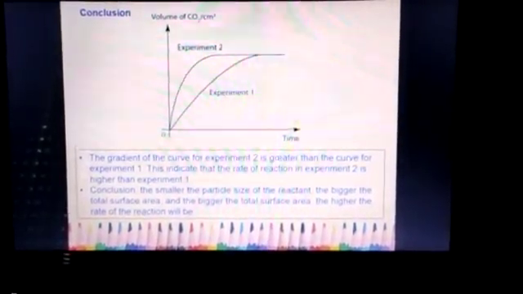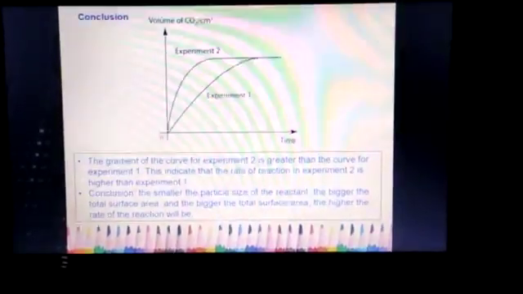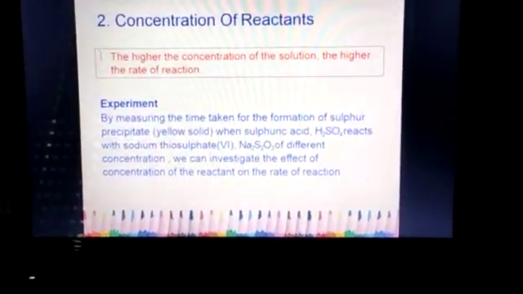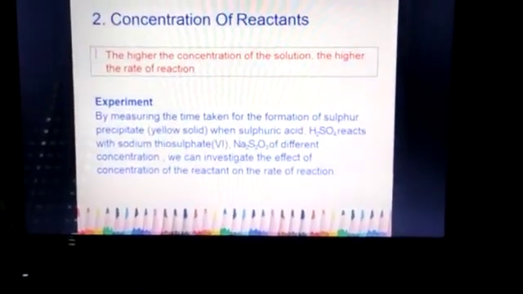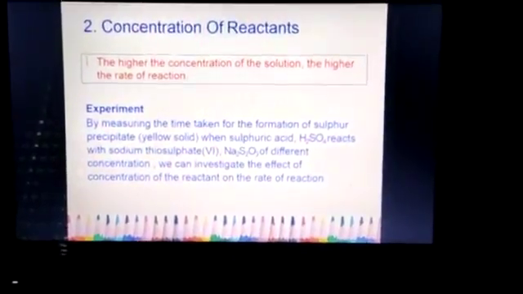Conclusion: the smaller the particle size of the reactant, the bigger the total surface area. And the bigger the total surface area, the higher the rate of the reaction will be. Concentration of the reactants: the higher the concentration of the solution, the higher the rate of reaction.